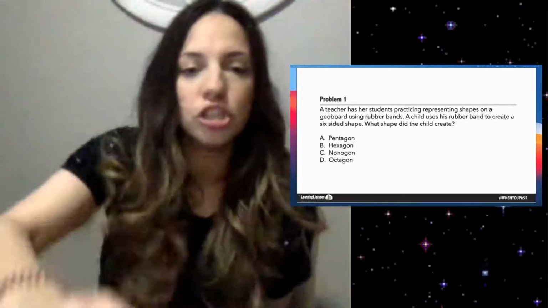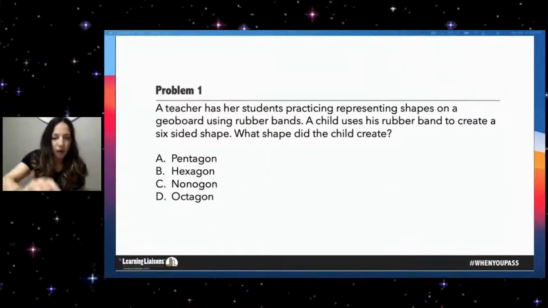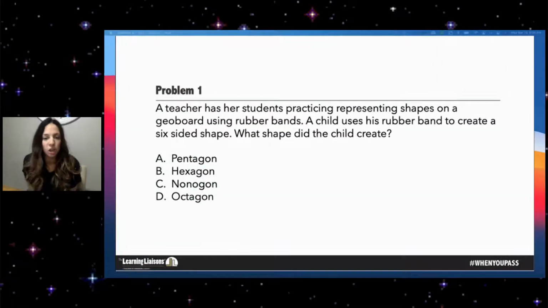A teacher has her students practicing representing shapes on a geoboard using rubber bands. A child uses his rubber band to create a six-sided shape. What shape did the child create? Pentagon, hexagon, nonagon, or octagon?